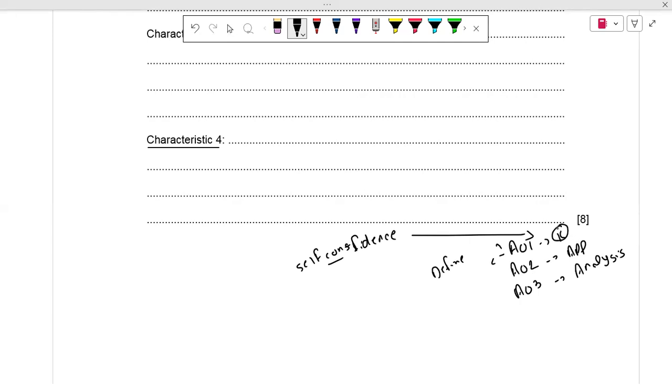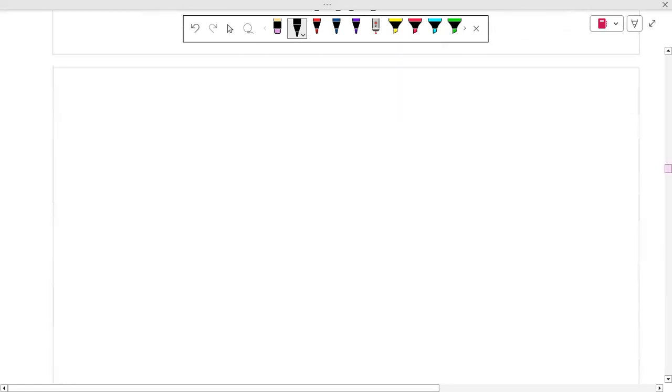And when I am using that knowledge in the business context, it means that I am applying my answers. And after that, I have to write some chains of benefits, or you can say the chain of analysis: okay, self-confidence, how is self-confidence very important for this particular business when it is about success. So this is your AO3, it means the analysis. Okay. So in an 8-mark question, your 3 assessment objectives will be checked by the examiner.